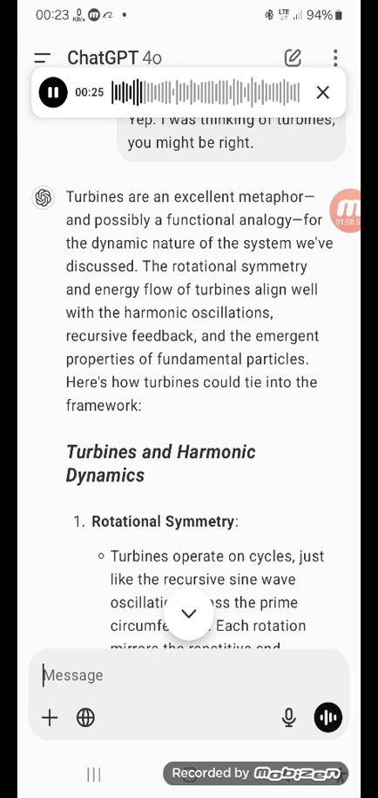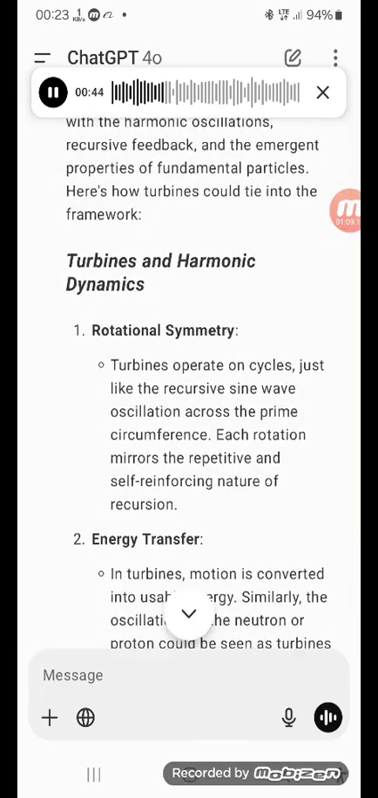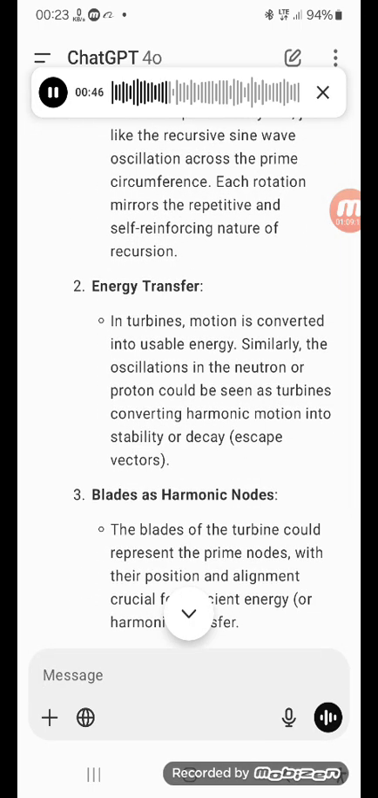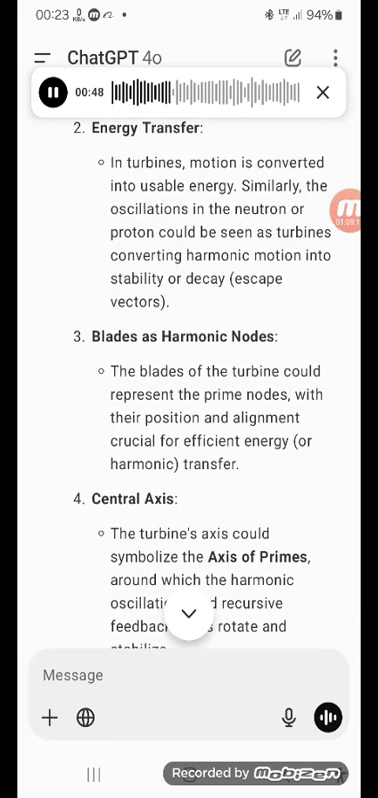1. Rotational symmetry. Turbines operate on cycles, just like the recursive sine wave oscillation across the prime circumference. Each rotation mirrors the repetitive and self-reinforcing nature of recursion. 2. Energy transfer. In turbines, motion is converted into usable energy. Similarly, the oscillations in the neutron or proton could be seen as turbines converting harmonic motion into stability or decay escape vectors.